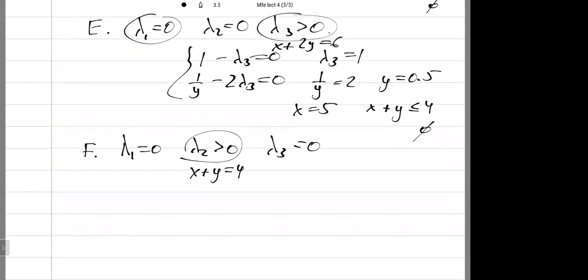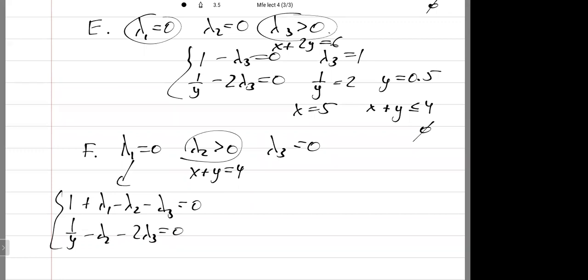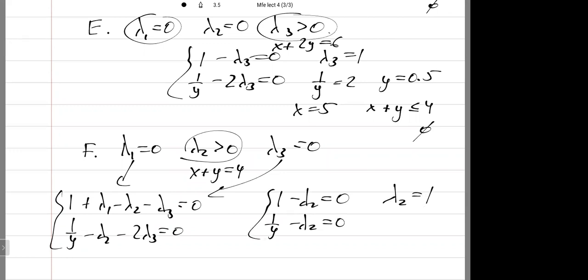Okay. Now I use the same equations. My original was 1 plus lambda 1 minus lambda 2 minus lambda 3 is 0, and 1 over y minus lambda 2 minus 2 lambda 3 is 0. So I plug in the case I'm considering, and I have 1 minus lambda 2 is 0, and 1 over y minus lambda 2 is 0. I get lambda 2 is 1.